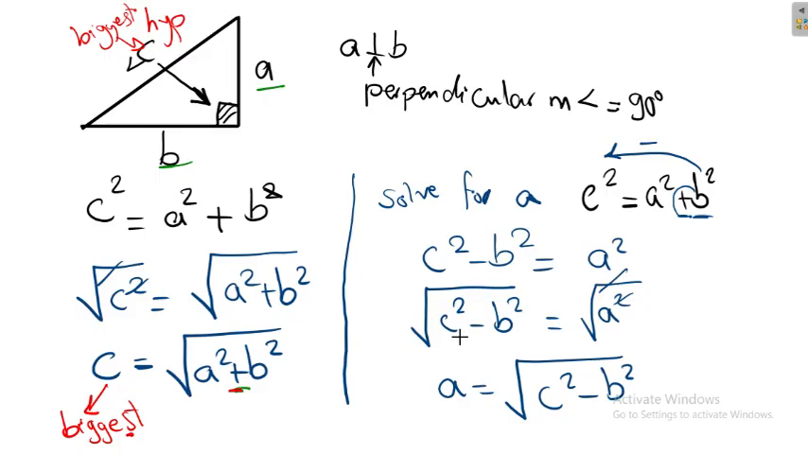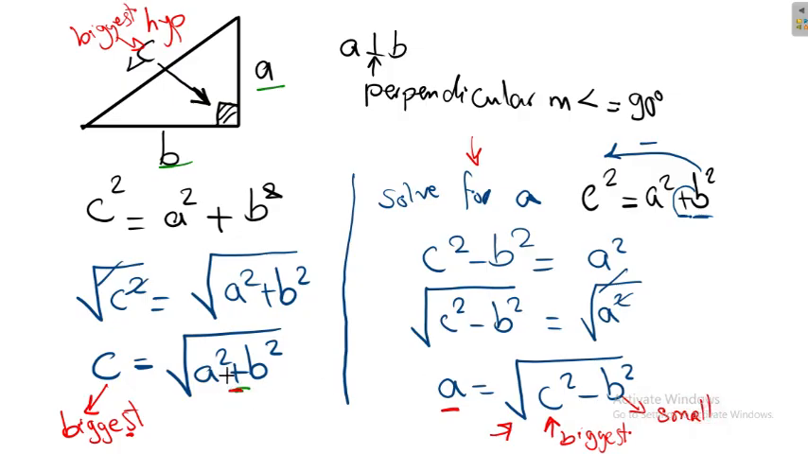Okay? Now, the second part here. Is A small, one of the smalls, or the biggest side? This is one of the smalls. And if you look at this equation, you will get C, which is the biggest one, squared, minus the other small one squared.